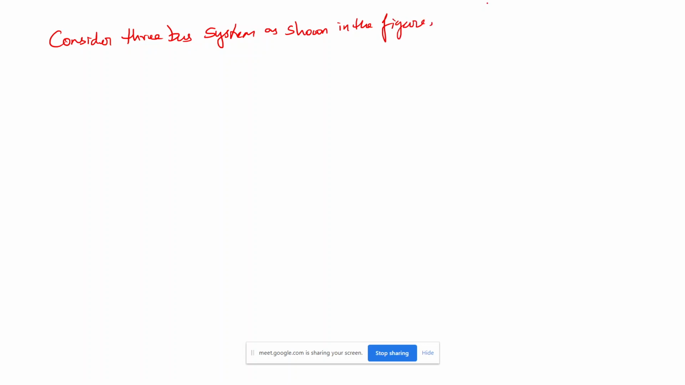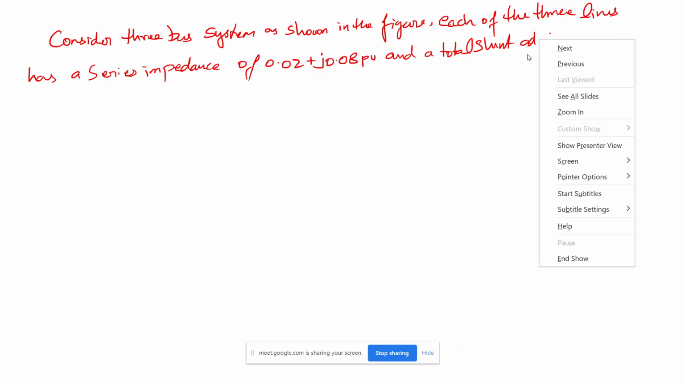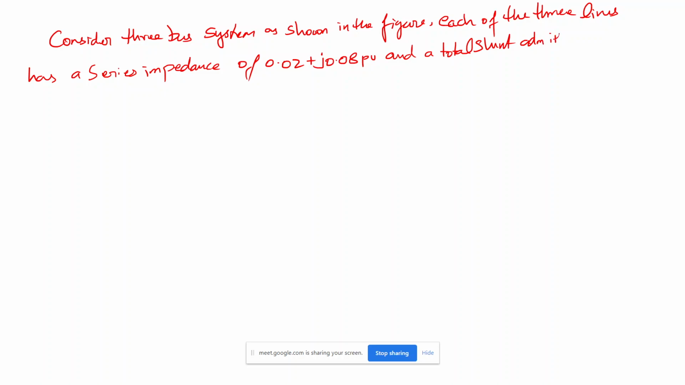Each of the 3 lines has a series impedance of (0.02 + j0.08) per unit and a total shunt admittance of j0.02 per unit.